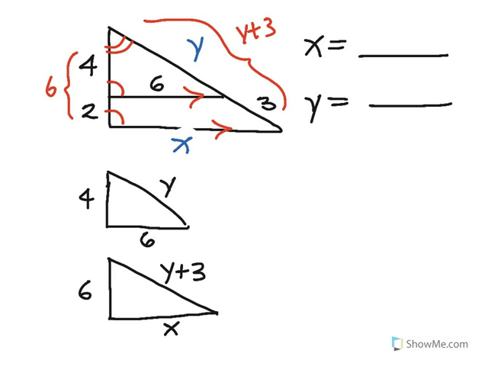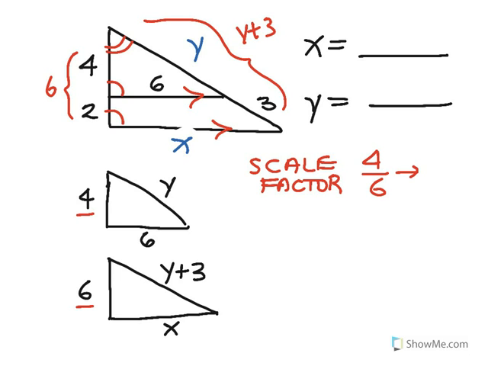Okay, so what I want to do is come up with my scale factor, so I can solve this with a proportion. So my scale factor, I can look at the sides that I know, that I can see, that are corresponding, and I have a 4 to a 6. So if I go small triangle to big triangle, my scale factor is 4 to 6, or when I simplify it, 2 to 3.